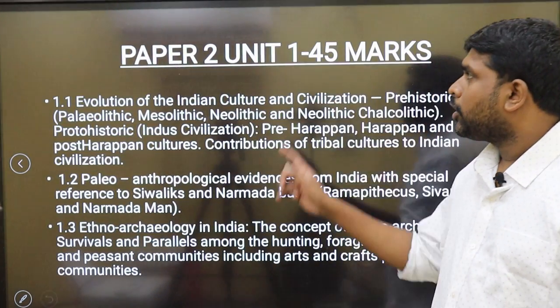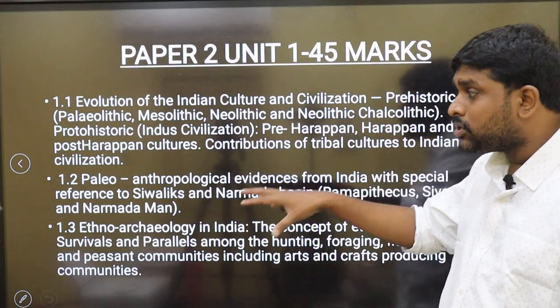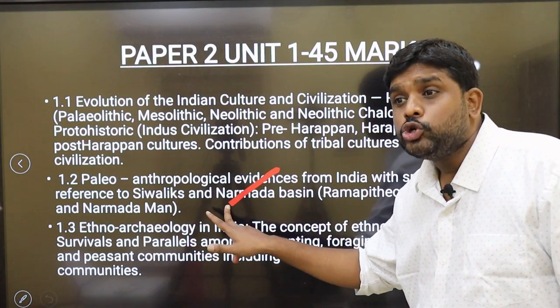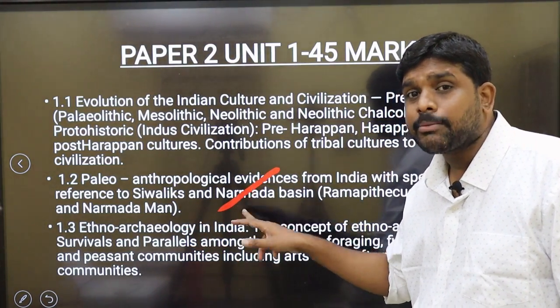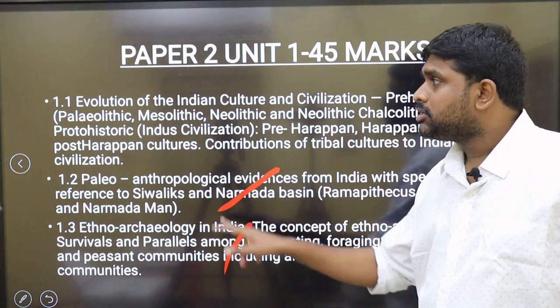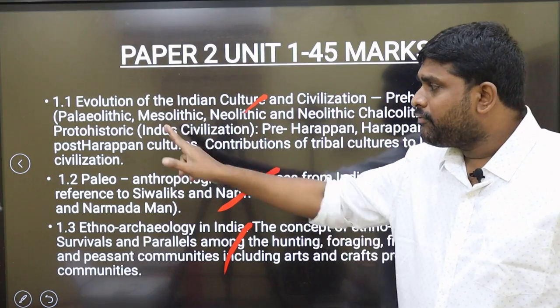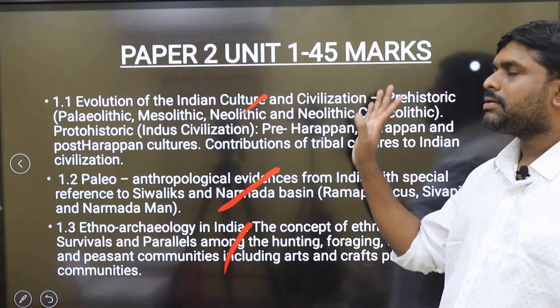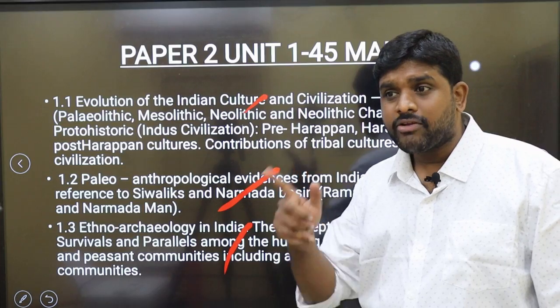And for paper 2, unit 1, 45 marks. Why? Because here we have Indian evolution of man, Rama Pithikas, Shiva Pithikas and Narmada man. Compulsory one question from this every year. This is ethno-archaeology. This is Indian archaeology. 15, 15, 15 compulsory, 45 marks. Paper 2, unit number 1.